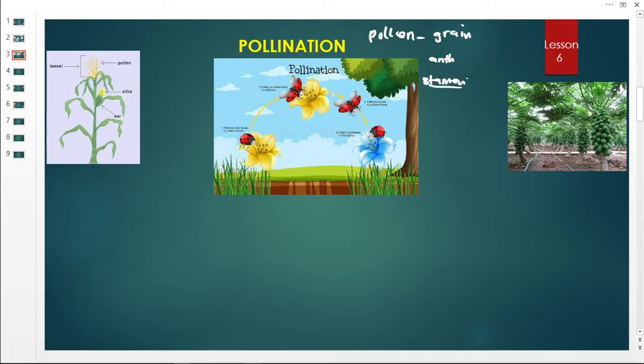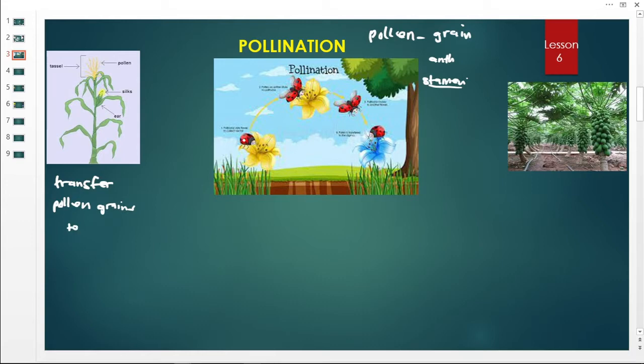Therefore, my dear learner, let us remind ourselves what pollination is. Pollination refers to the transfer of pollen grains from the anthers to the stigma. I repeat, pollination is the transfer of pollen grains from the anthers to the stigma of a flower, as you are seeing here. So we have this flower, and now we have these things carrying pollen grains.